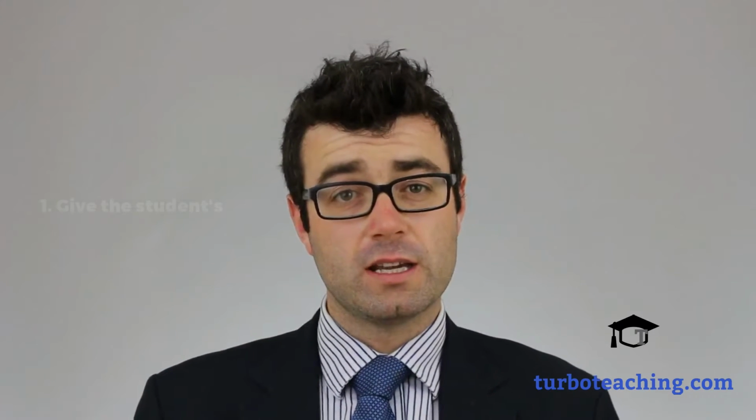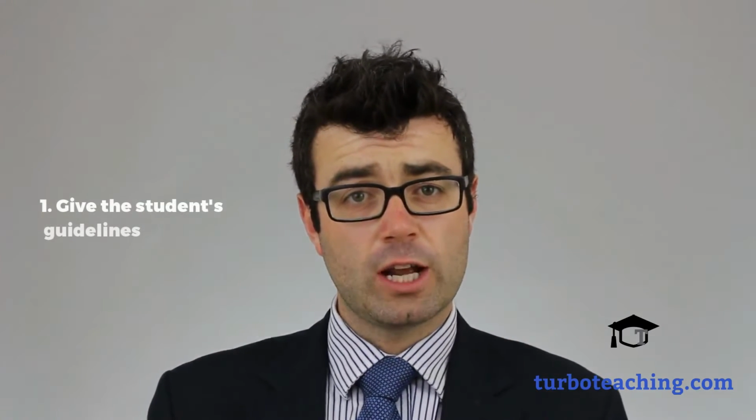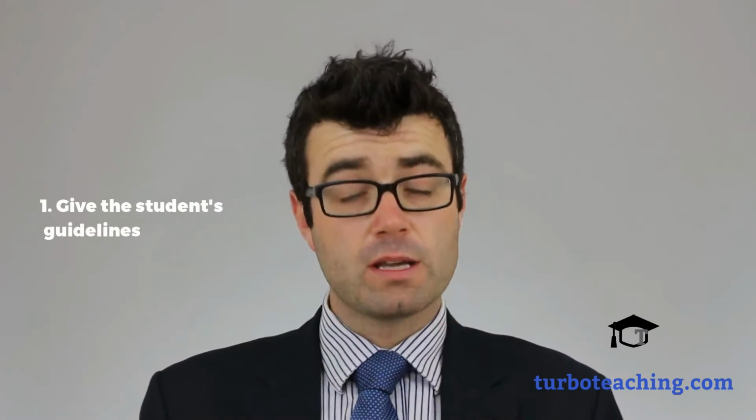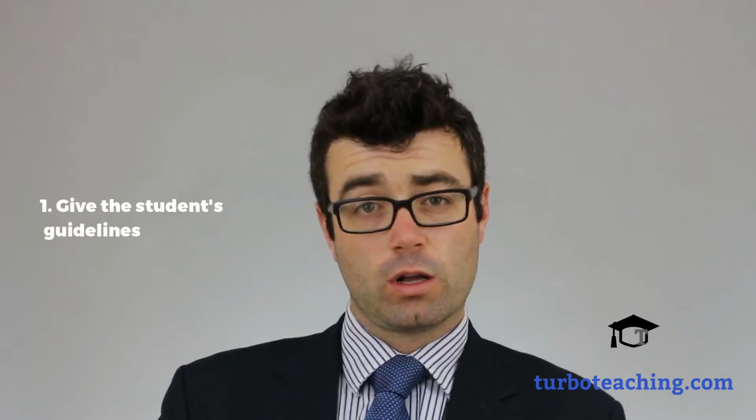Now, when setting up a task, there's 7 key things you need to do. The first one is you need to give the students guidelines. And you need to give the students guidelines regarding the learning objectives. You need to give the students guidelines regarding timings, how long they should be spending on a particular task, and you need to give the students guidelines regarding success criteria. What is a successful piece of work? What does a successful piece of work look like?